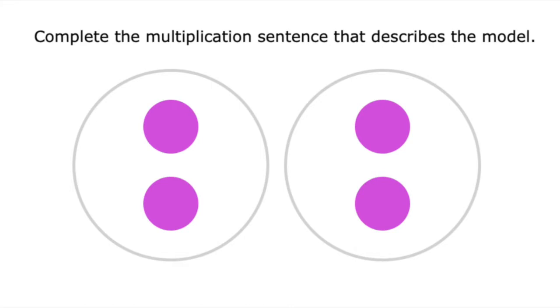So I've got some arrays and some images here, and I'm wondering if you can help me figure out what the matching multiplication equation would be for each of these. Alright, so here we have an image with two groups of 2. So I'd like you to write the multiplication sentence with the product for this image. So you can pause, write that down, and press play when you're ready to see what the answer is.